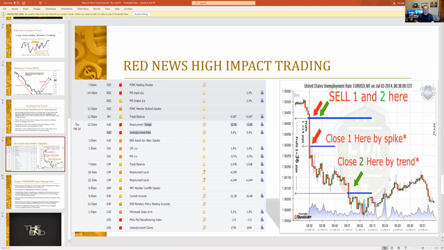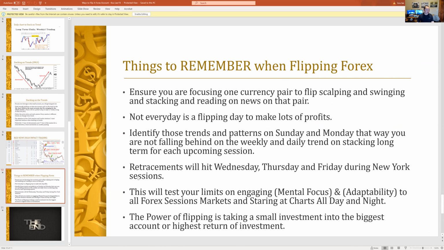Most of the news I've seen right now is not really as volatile as it used to be. I also see a lot of whipsaw around most of these high impact news events, especially the red news. So just something to think about. I'm going to come back here. So this is the last page, right?